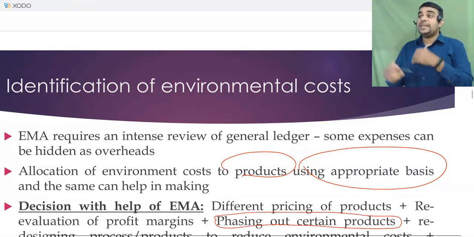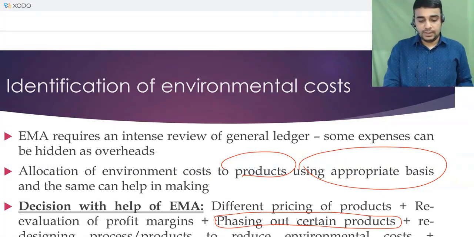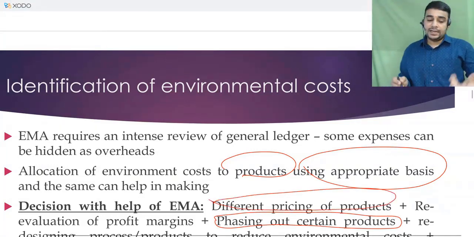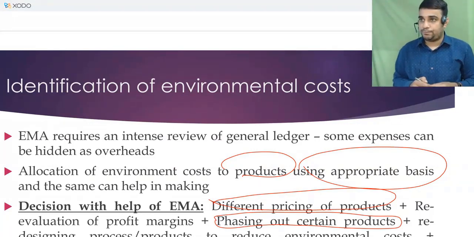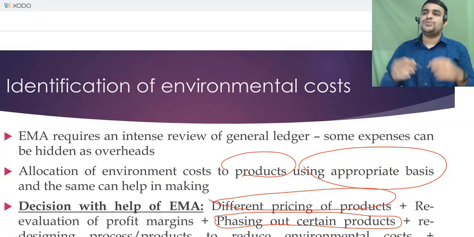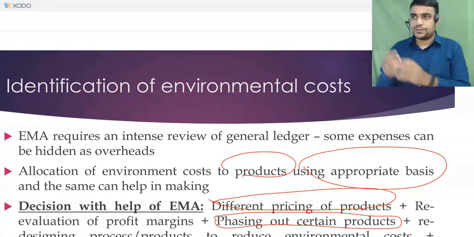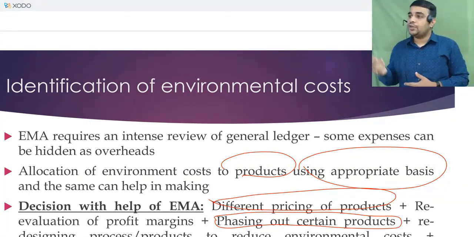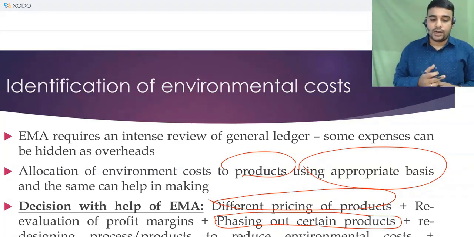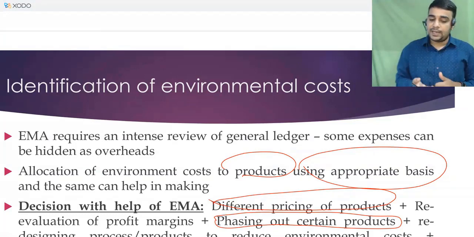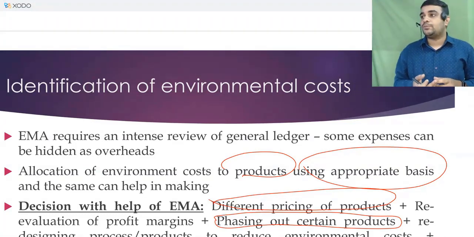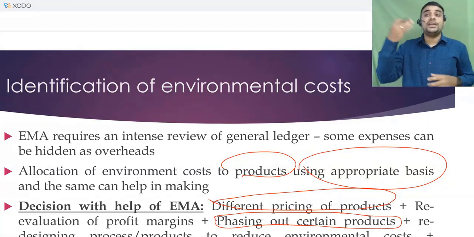You may want to change the pricing of certain products, different pricing of certain products, re-evaluation of the profit margin, because earlier the profit margin would not have been calculated properly. Why it was not calculated properly is you did not consider some of the environmental costs which were hidden as overheads, or these environmental costs were not passed on to the end product using certain suitable basis. So different pricing of products, re-evaluation of profit margins, phasing out certain products, redesigning the products so that they are more environment friendly, and certain investment decisions you will take up.